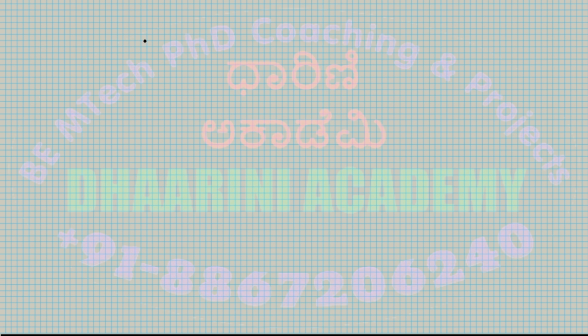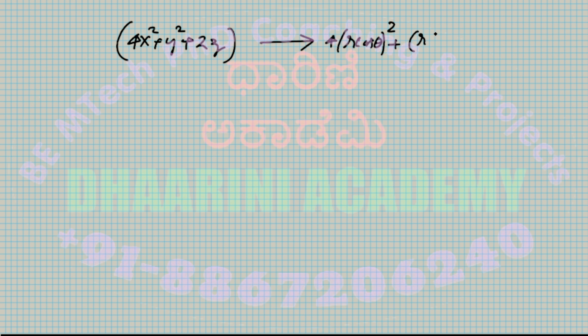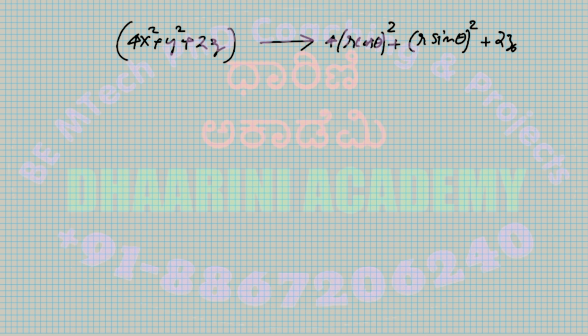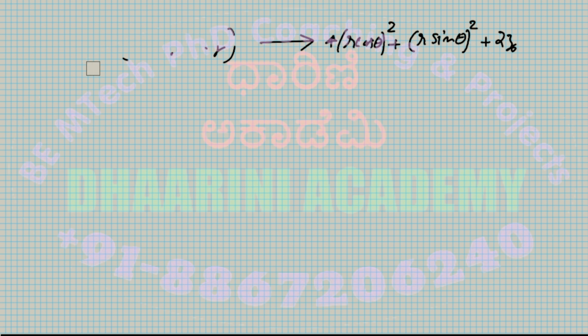For example, let me say I have 4x squared plus y squared plus 2z as my equation, f of x. When I convert this into the cylindrical coordinate, this becomes 4 times, what is x? R cos theta whole square, plus what is y? R sine theta square, plus 2z, no change. Remains as it is. Okay, so that's the meaning.